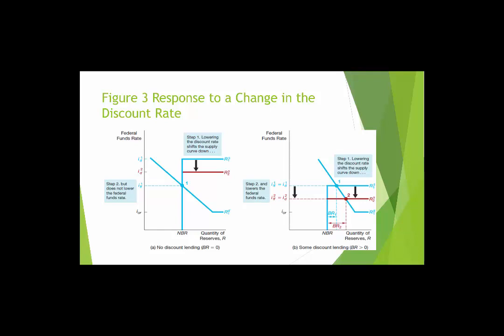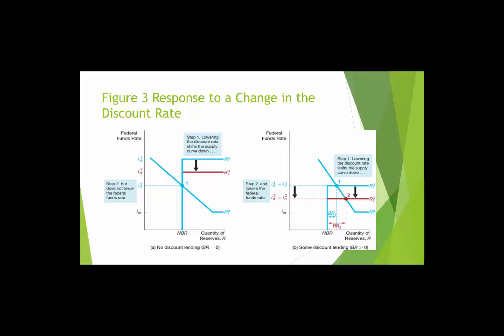So here we have an initial case at 1. The discount rate comes down, but then that has to push the Fed funds rate down as well. So both move down, from 1 to 2. In other words, they move down the demand curve. That means borrowed reserves increase. That means there's more lending going on in the Fed funds market.